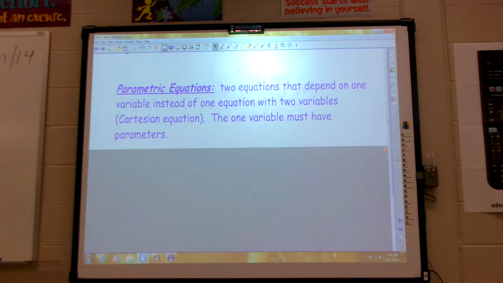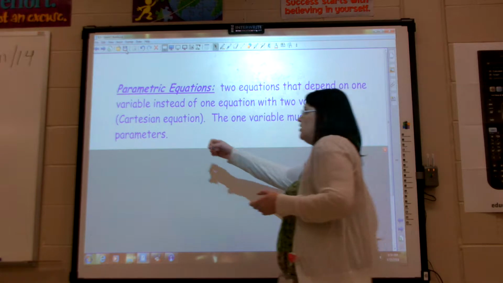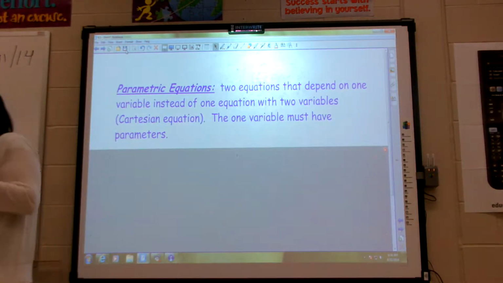Two equations that depend on one variable instead of one equation with two variables. Now we've always been dealing with one equation, two variables, x and y, right? Y equals 3x plus 2. Correct? That's called a Cartesian equation. So what we're used to, the y's and x's, is Cartesian. You probably haven't called it that. I'm sure you haven't over the years. That's our normal equations.